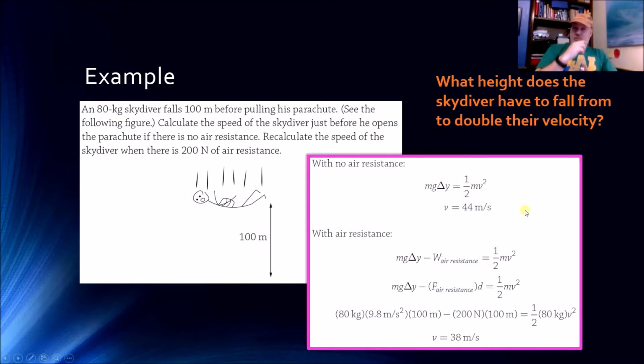Now, what if there's air resistance? If there's air resistance, the air resistance would be upward, and the skydiver is moving downward. So that would be negative work. And so we would lose some of our potential energy before it can turn into kinetic, and so we would be going slower, only 38 meters per second. Now, what height does the skydiver have to fall from to double their velocity? If you want to double the velocity, do you have to double the height?